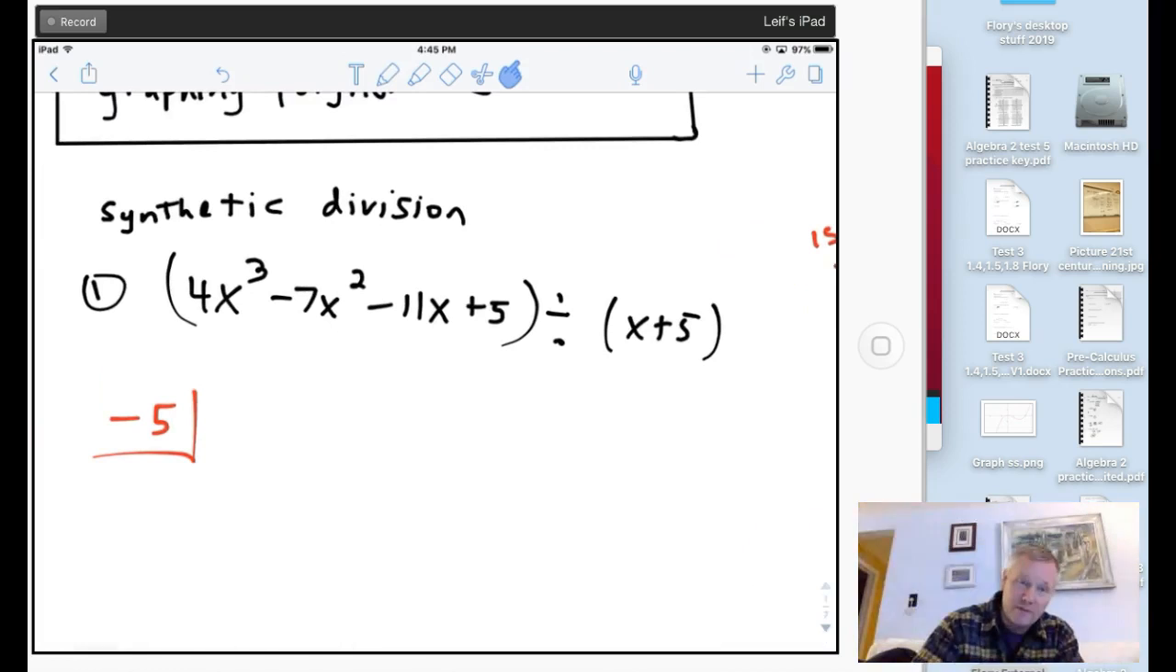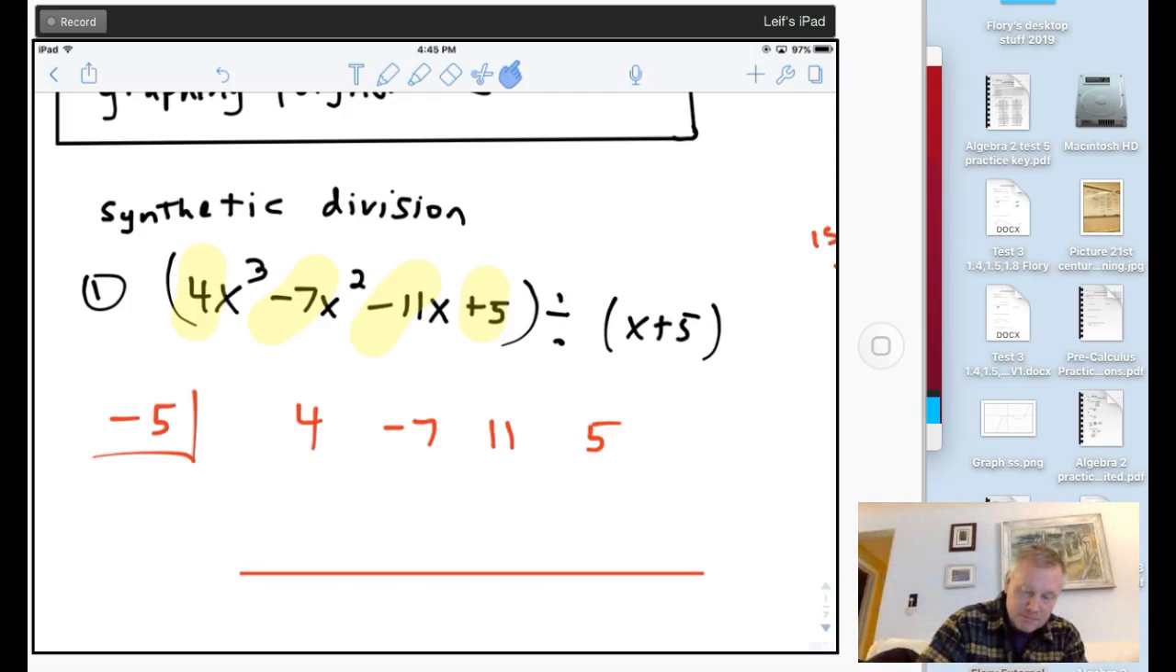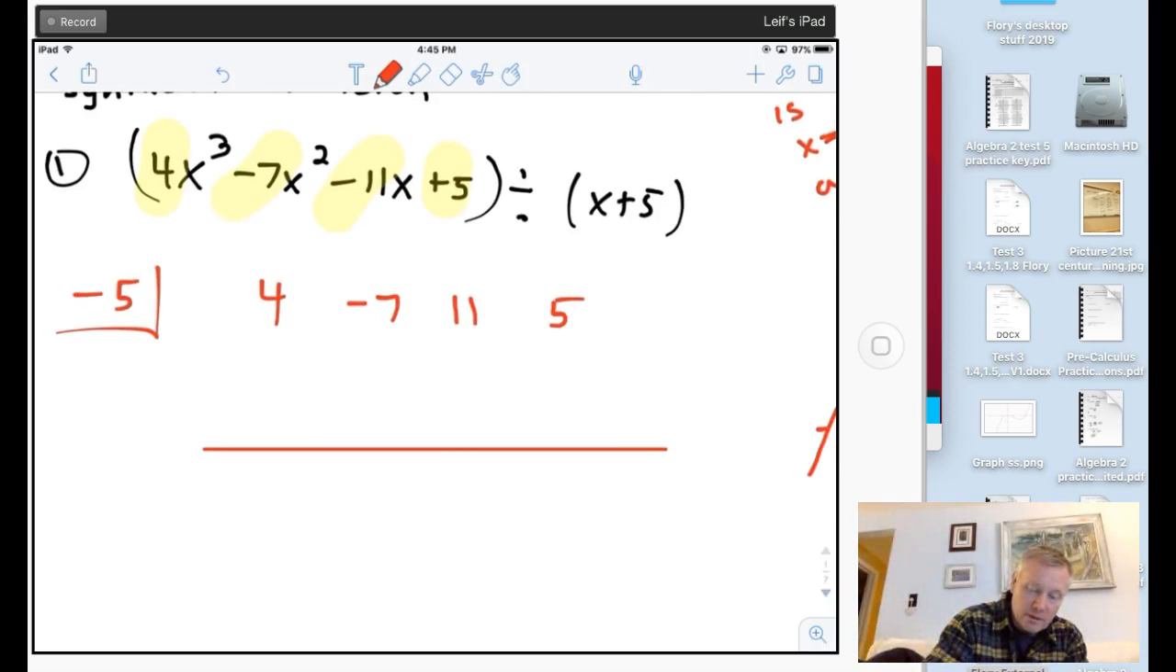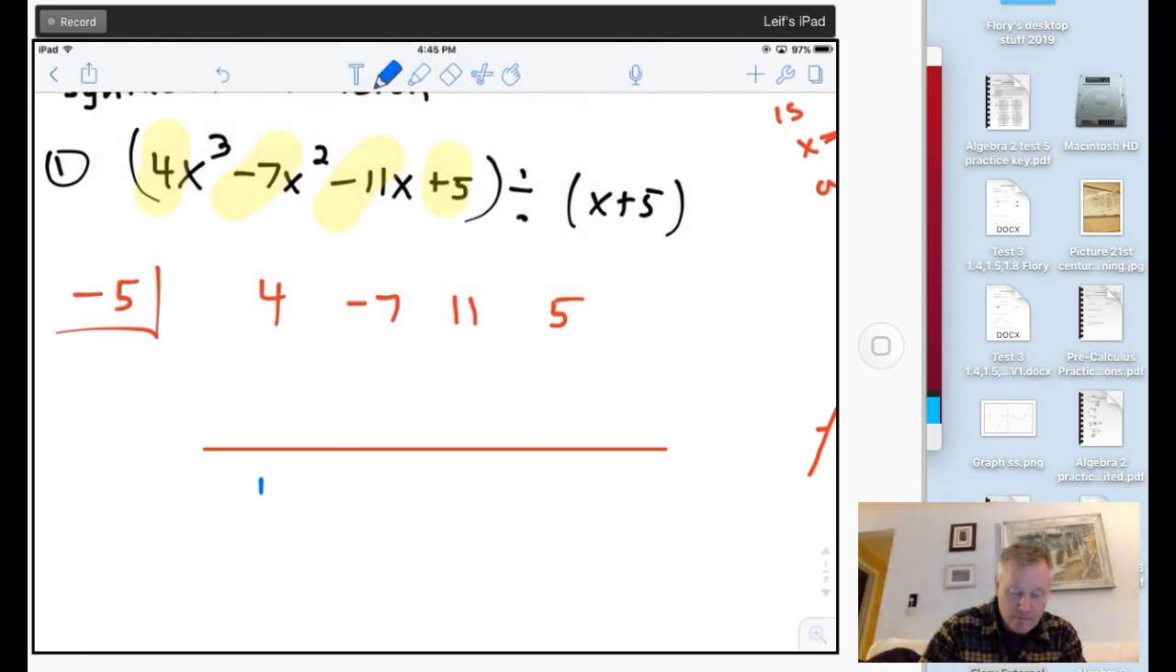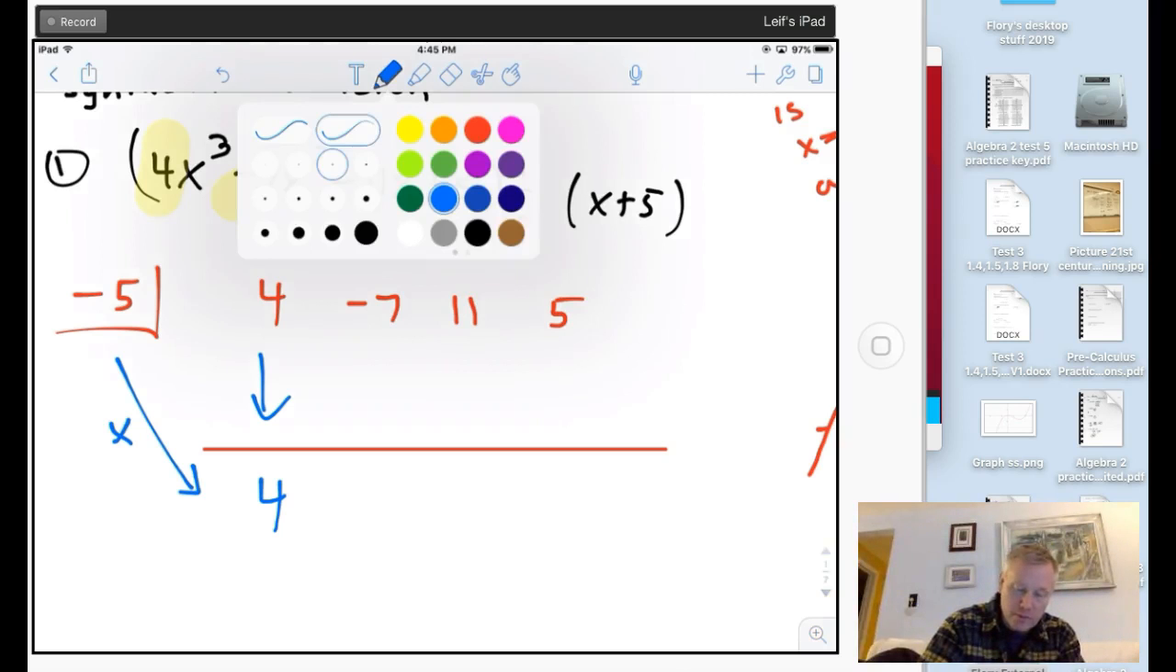So I'm going to take negative 5, the opposite of the one in the parentheses, and then I'm using the coefficients here, just the coefficients: the 4, the negative 7, the negative 11, and the 5. And I'm going to draw a line down here, and that's how I start. The first thing I do is bring down that 4, okay? So you bring the first one down, and then I multiply negative 5 times 4, and I put the answer below the 7, okay?